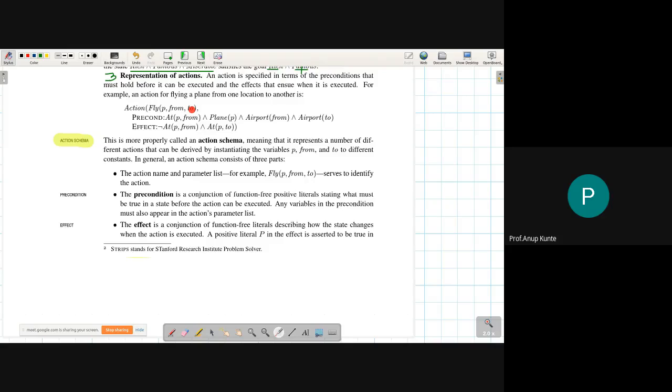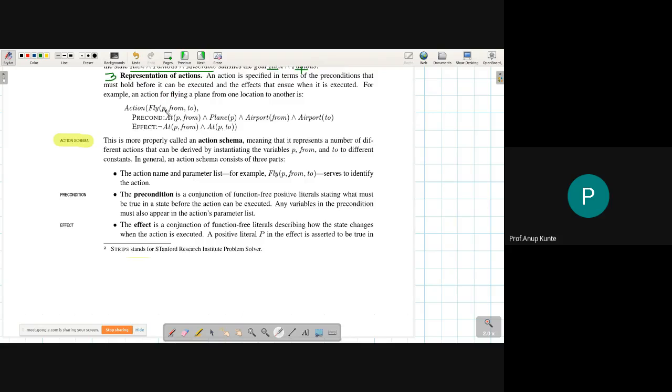A STRIPS representation may have variables. State does not have variables. Preconditions and effects may have variables as well. So the action is going from "from" to "to" using P.